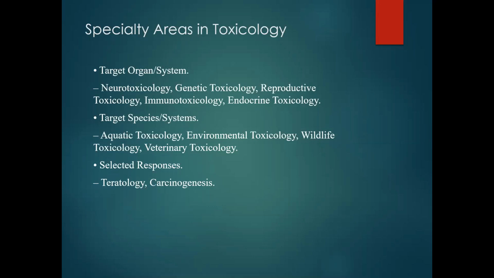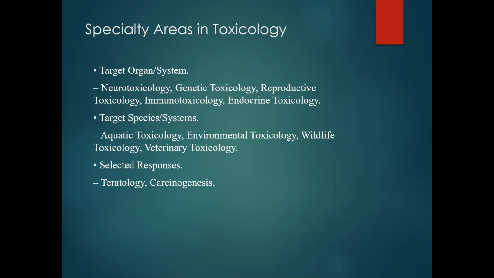Now we come to the target species and systems. For target species, we have aquatic toxicology. Aquatic toxicology is the harmful effects of any type of physical or chemical agents, basically toxic substances, that affect the aquatic ecosystem. It can be from a subcellular level through individual organisms to communities, and the whole aquatic ecosystem. When it is harmed or affected, it is known as aquatic toxicology.